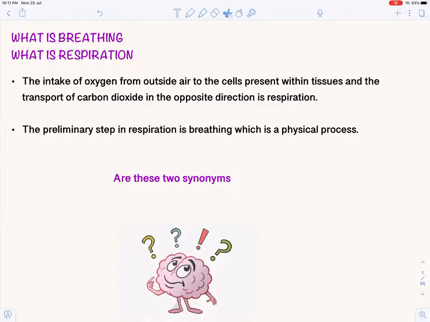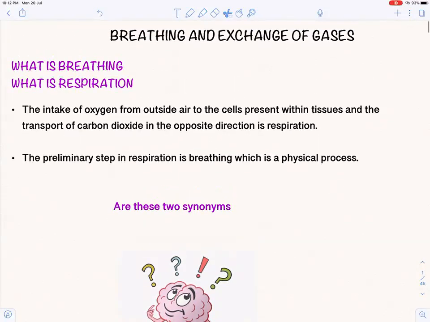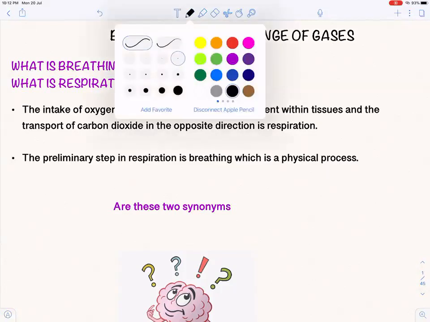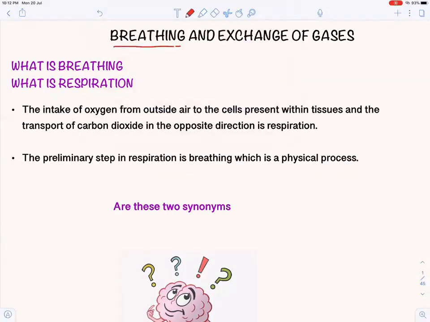Guys, we are going to start breathing and exchange of gases, and this is a very interesting topic that we are going to do in human physiology, breathing and exchange of gases.